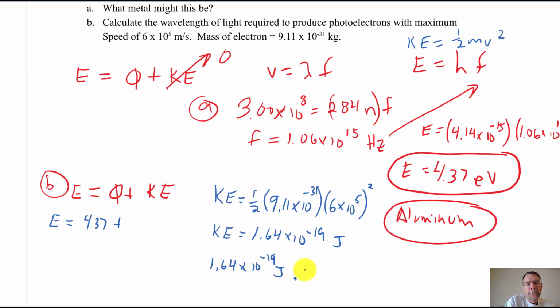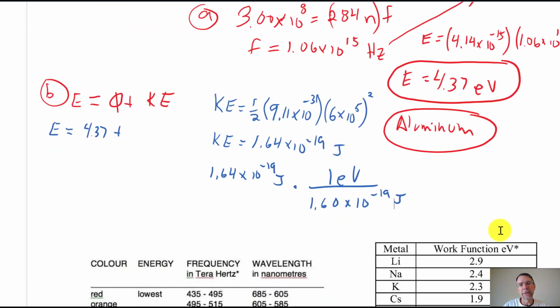The conversion factor, if you look it up, is 1 electron volt is 1.60 times 10 to the negative 19th joules. That's the conversion. So if you do the math there, you end up with the kinetic energy is 1.02 electron volts. All right, so I'm going to take that and bring it back over there to the left.